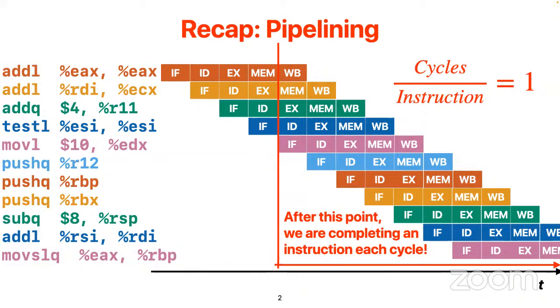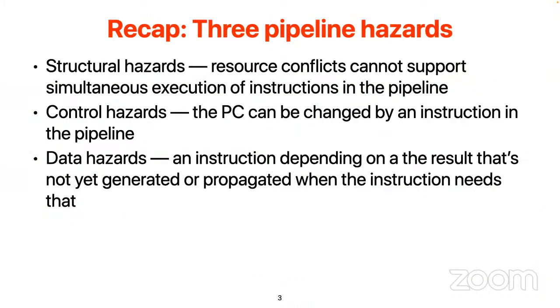All right. So every processor that we have right now is essentially a pipeline processor, and we hope that the CPI could always be one. However, there are three different types of pipeline hazards preventing us from getting CPI equal to one. They are structural hazard, control hazard, and data hazard.